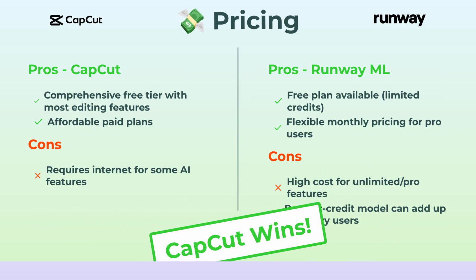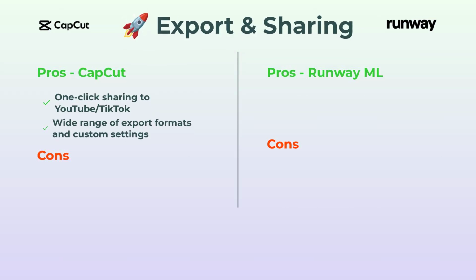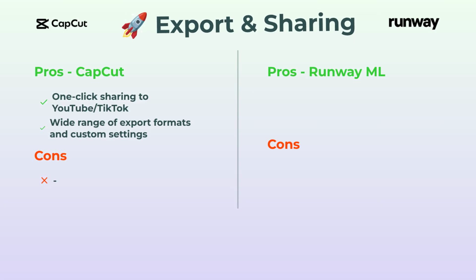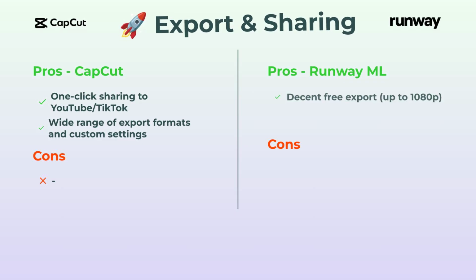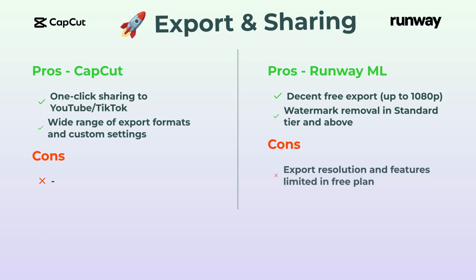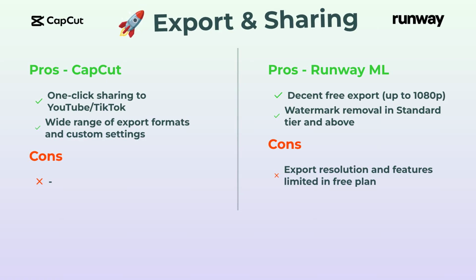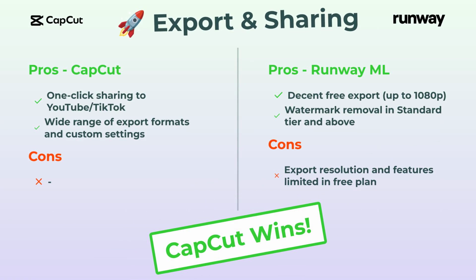No contest. Export and sharing. CapCut knocks it out of the park here. One click and bam, your video's on TikTok or YouTube. Tons of export formats, custom settings. Basically, you're set. As for Runway ML, free export gets you up to 1080p, which is solid. And if you upgrade, the watermark goes away. Big plus. But the limits in the free tier can kind of hold you back. So honestly, CapCut's sharing is just easier and way more flexible.